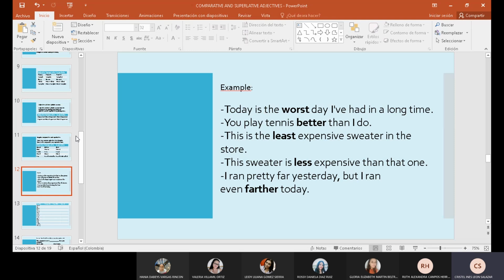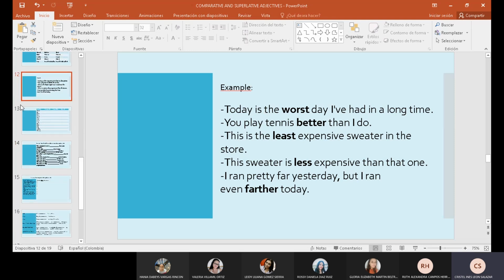Okay, this is an example about the irregular adjectives in comparatives and superlatives.